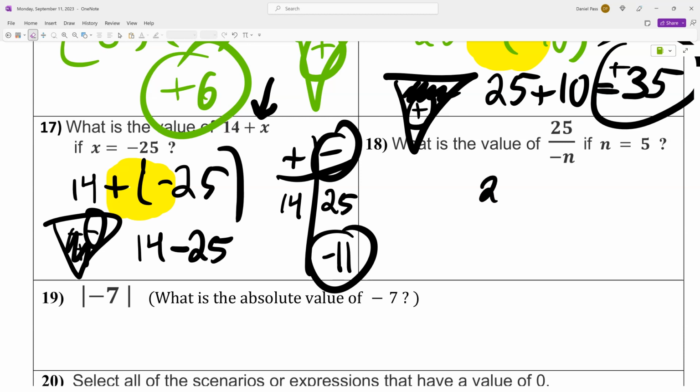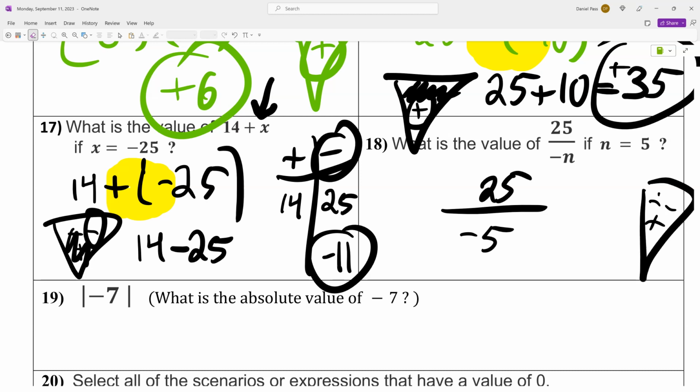You want to do the last one? Sure. 25 over negative 5. Good. So how does that work? So first we have to use Dorito Man for division, and then we get another negative, and then we divide 25 and 5, which would just give us negative 5 again. Yup.